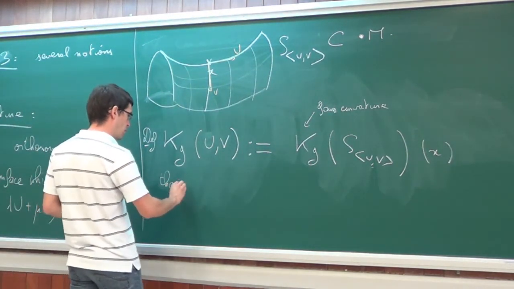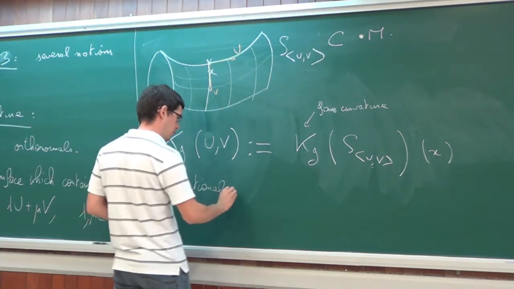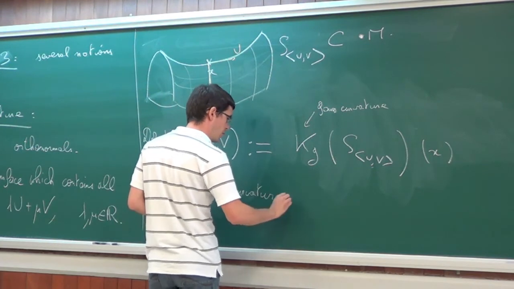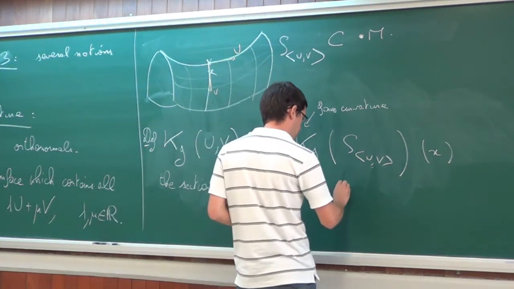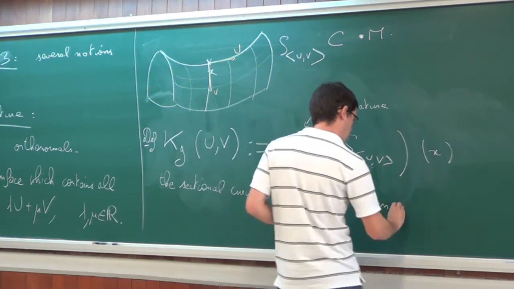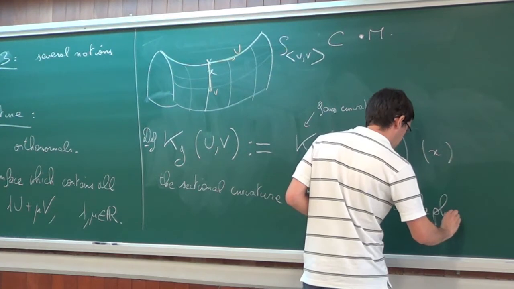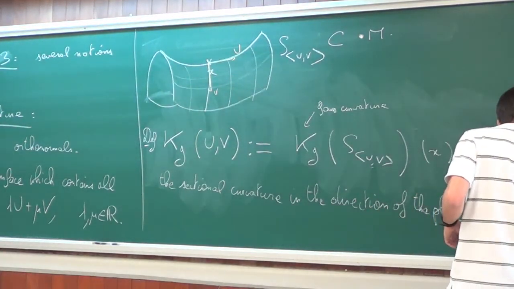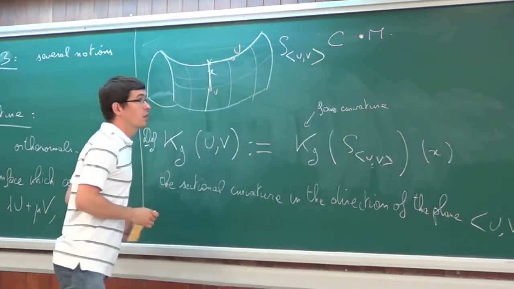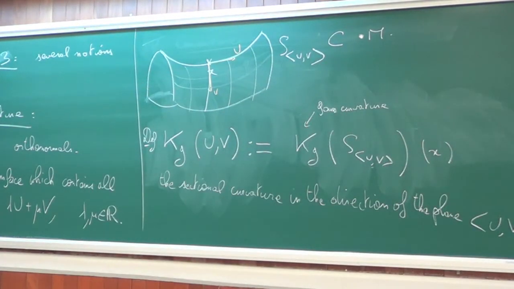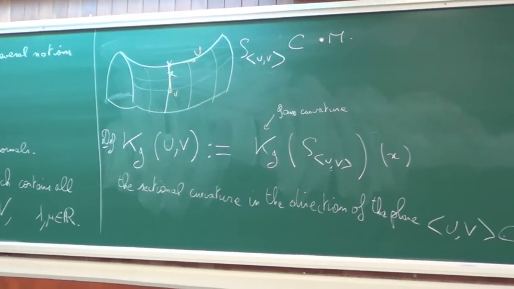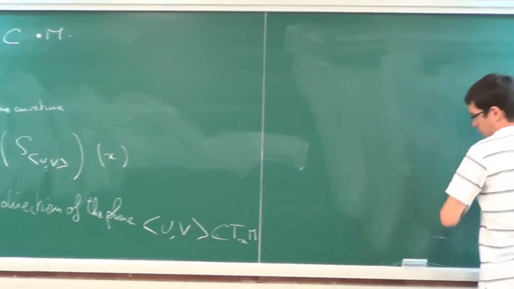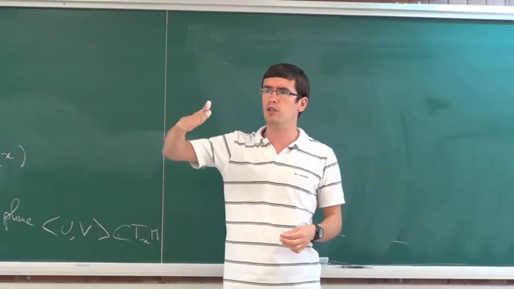This is called the sectional curvature in the direction of the plane. In general, for each plane, you will have a different curvature.